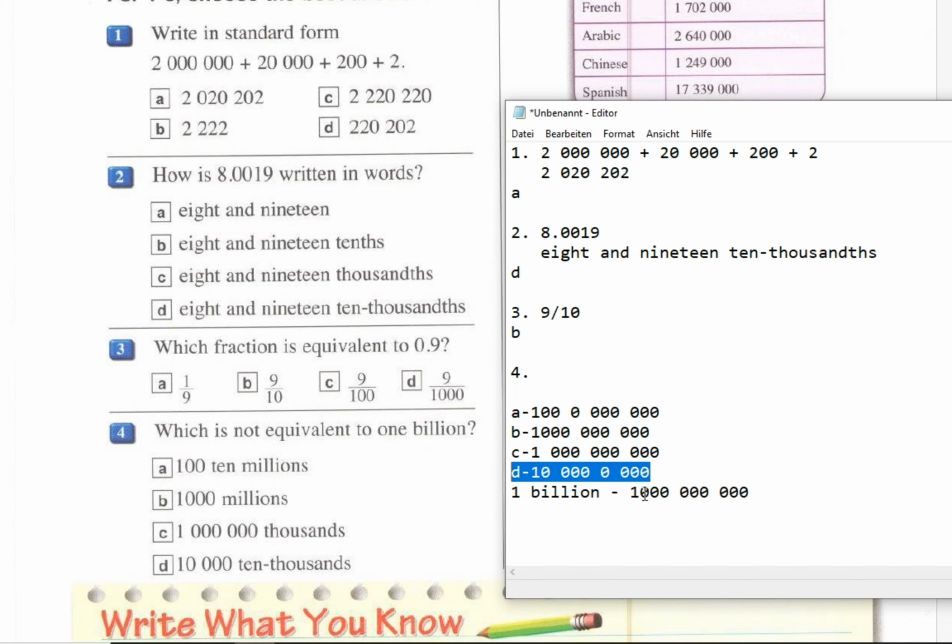Okay. I hope it was clear. And little bit, we will solve that A is 9 zeros, correct. B, 1 billion is correct. C is correct. You have everywhere 9 zeros. But the last is not correct, not equivalent. Why? Because there are only 8 zeros.